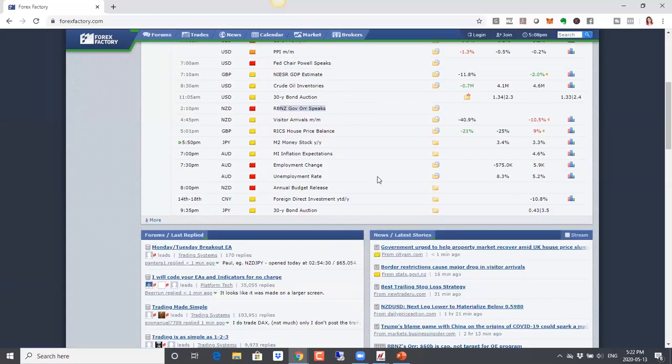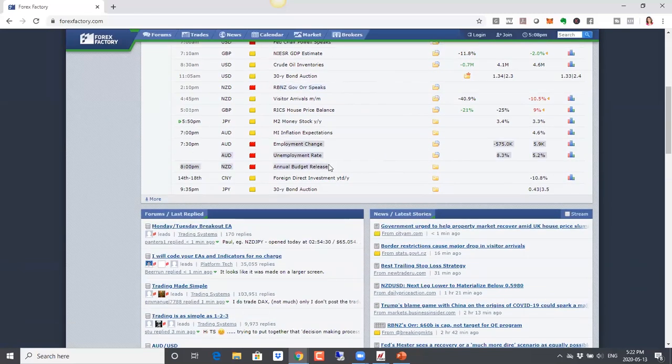Coming up here, we have employment data for Australia, expecting a big drop, 575,000 job losses, and the unemployment rate is expected to go up. Now, if the numbers are better than expected, that could be good for the Australian dollar. We have seen this happen with the US dollar. On the flip side, if the drop is bigger than what is forecasted, that will be a negative for the Australian dollar.